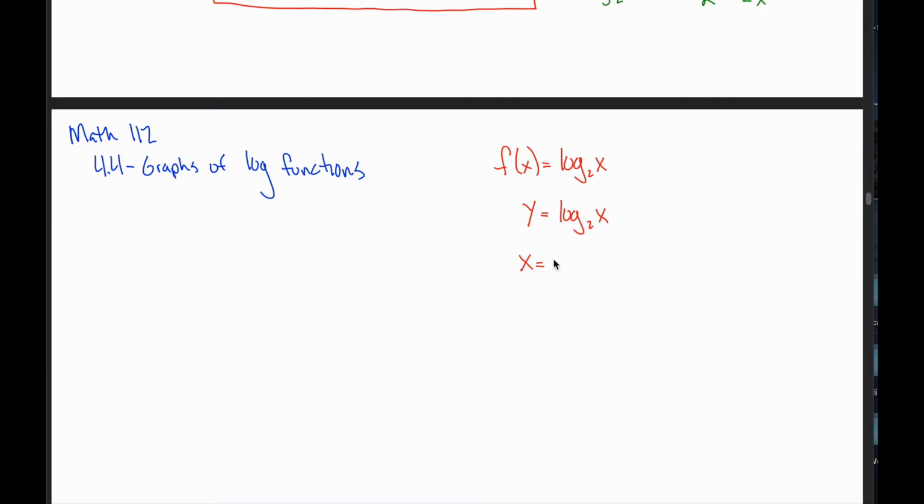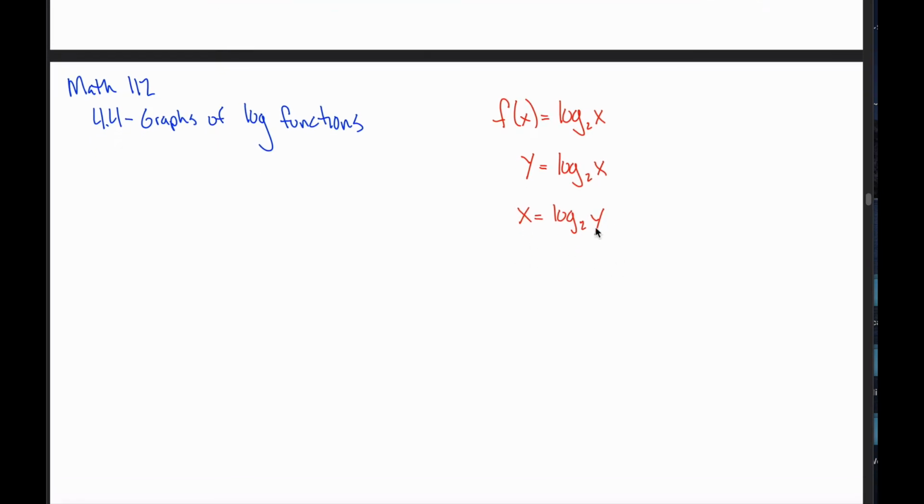That gives me x equals the log base 2 of y, and now I have an equation that represents the inverse function. It's not written in function notation. To get it in function notation, I have to solve this equation for y. But fortunately, that's easy enough to do.